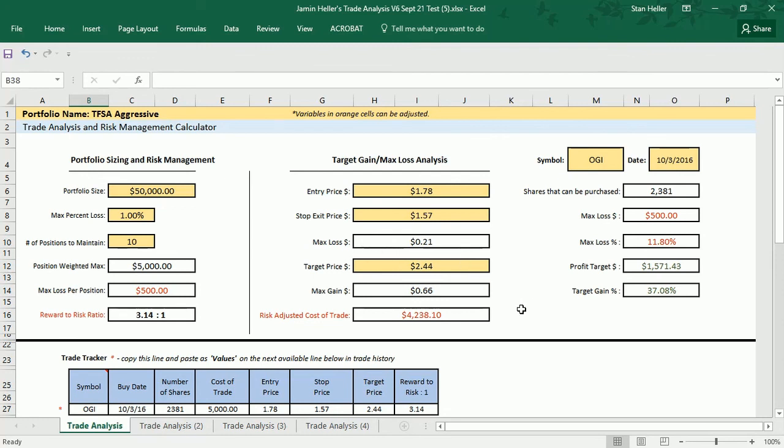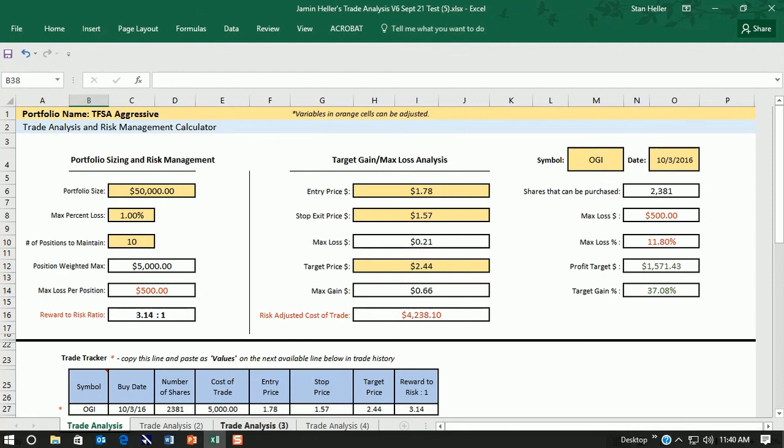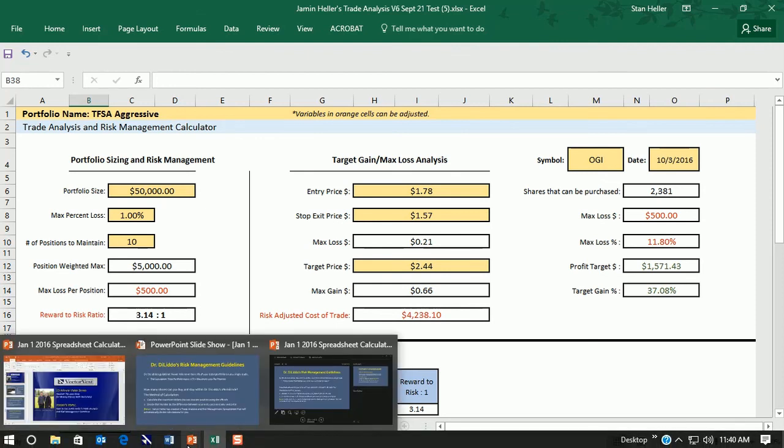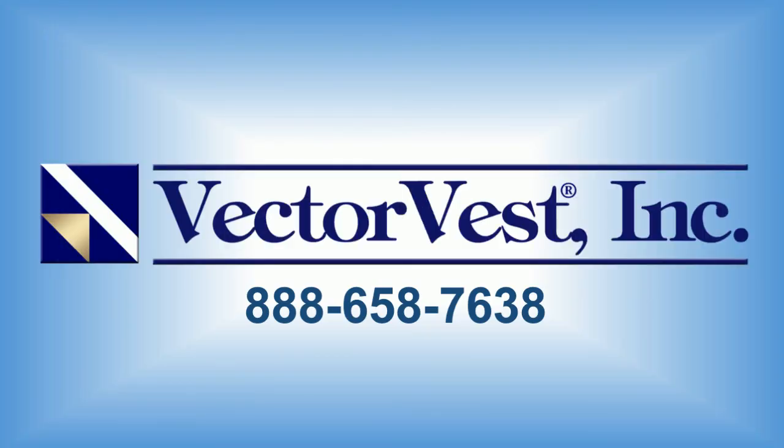I've been doing this now for a few months since Jamin first introduced this spreadsheet, and it really does give you peace of mind and really forces you to work out a reasonable entry price, a reasonable exit price, both for the stop loss and the target price. And once you do that, you're in total control of your emotions and you're in total control of the overall trade, and it's a really, really good feeling, and it does lead to more successful trading and more profits for sure.